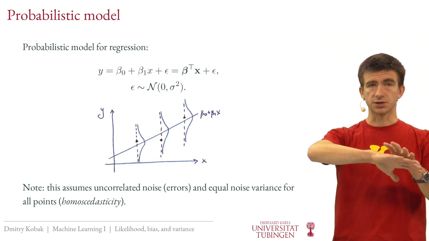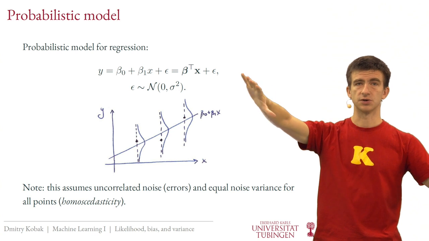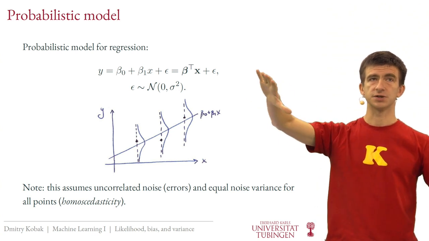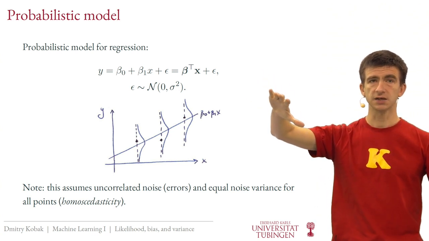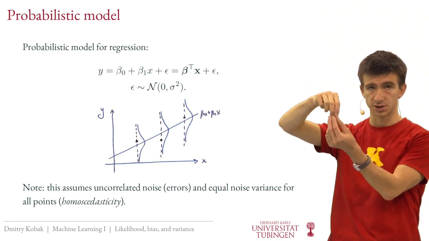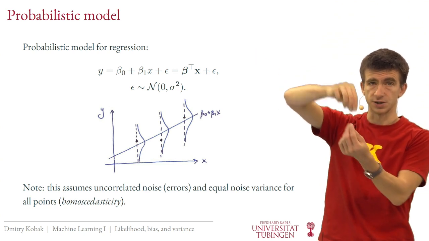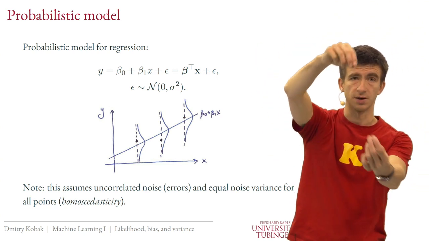You have not a regression line, but now you have a regression plane that is your average value of y for any x. And on top of that, you have random variation, and random variation is still one-dimensional in the direction of y. So you have this plane and random variation in the y direction everywhere with the same variance.